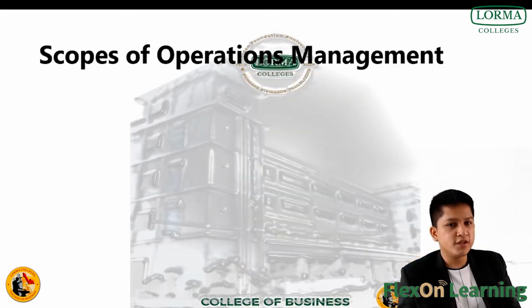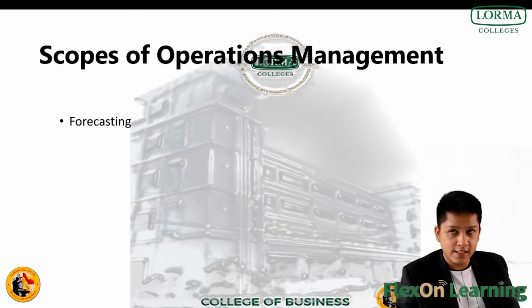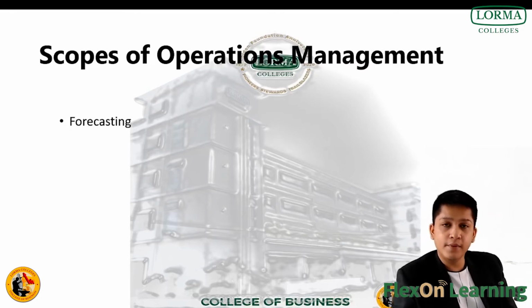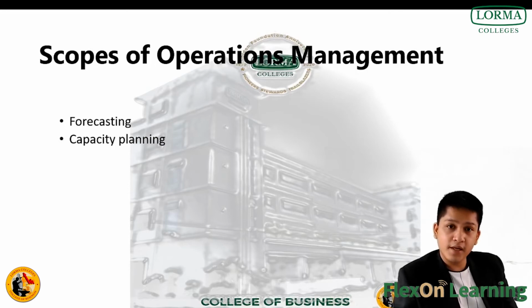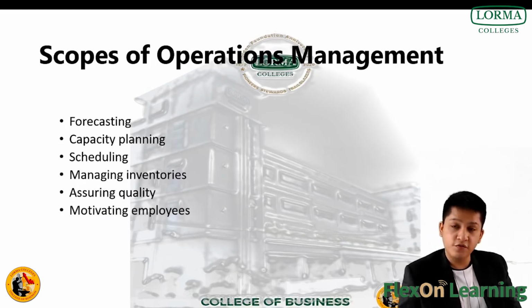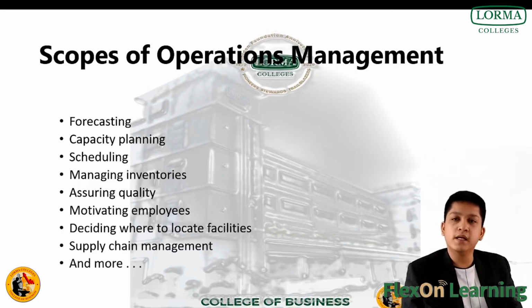So let's proceed with the scope of operations management. So OPMAN includes forecasting, a prediction of what will happen in the future, capacity planning, scheduling, managing inventories, assuring quality, motivating employees, deciding to locate facilities, supply chain management, and more.